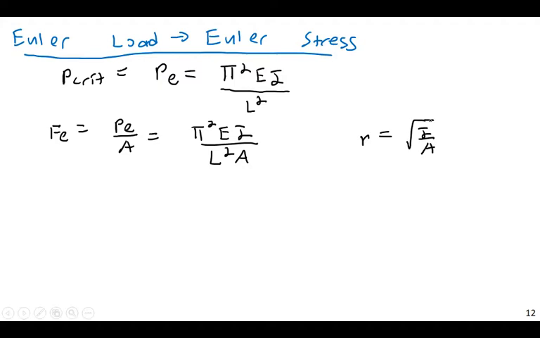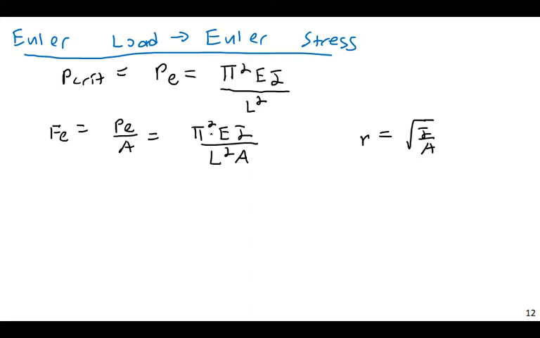And interestingly enough, it's actually going to be the minimum r. When you load up a column, it's not going to preferentially buckle in the strong axis direction. You can't load up a column in buckling like you can a beam. In a beam, you can purposely load it in the strong axis. But with columns, it's just going to buckle in whatever direction is the weakest.